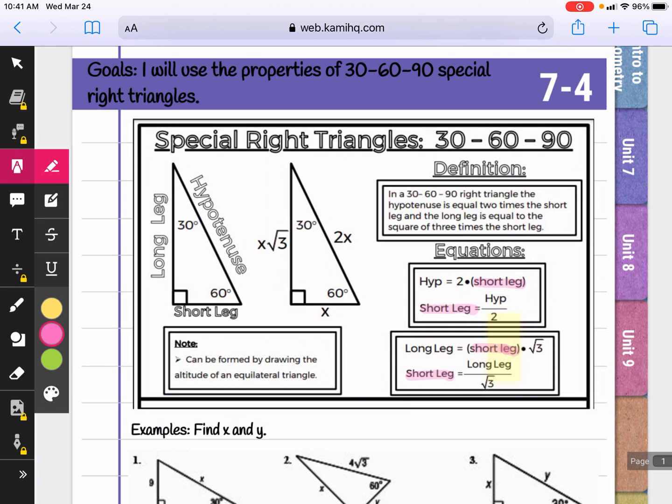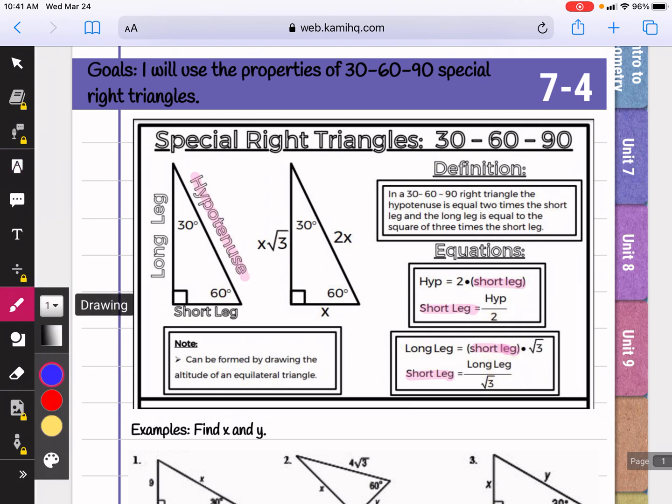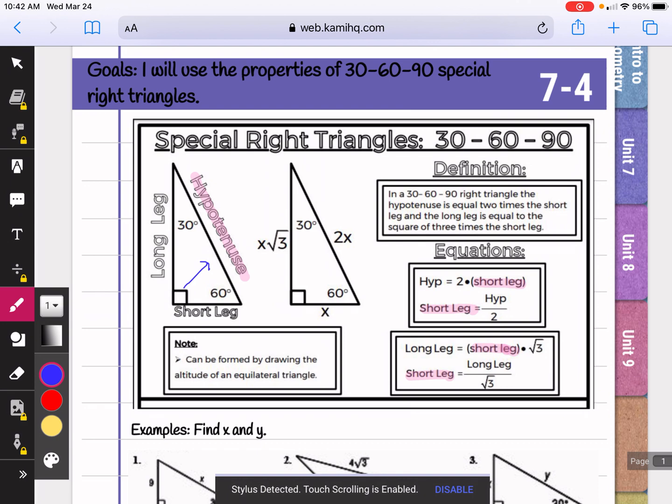Your hypotenuse is always directly across from your 90-degree angle. And then your other 2 legs, the longer one is called the long leg, the shorter is called your short leg. The hypotenuse is found by taking 2 times the short leg, and the long leg is found by doing the short leg times the square root of 3.